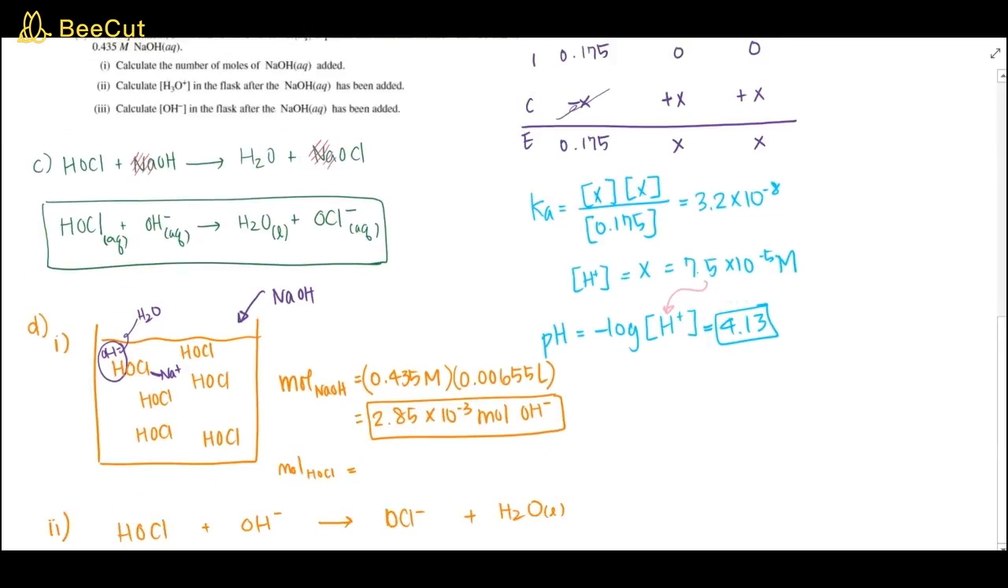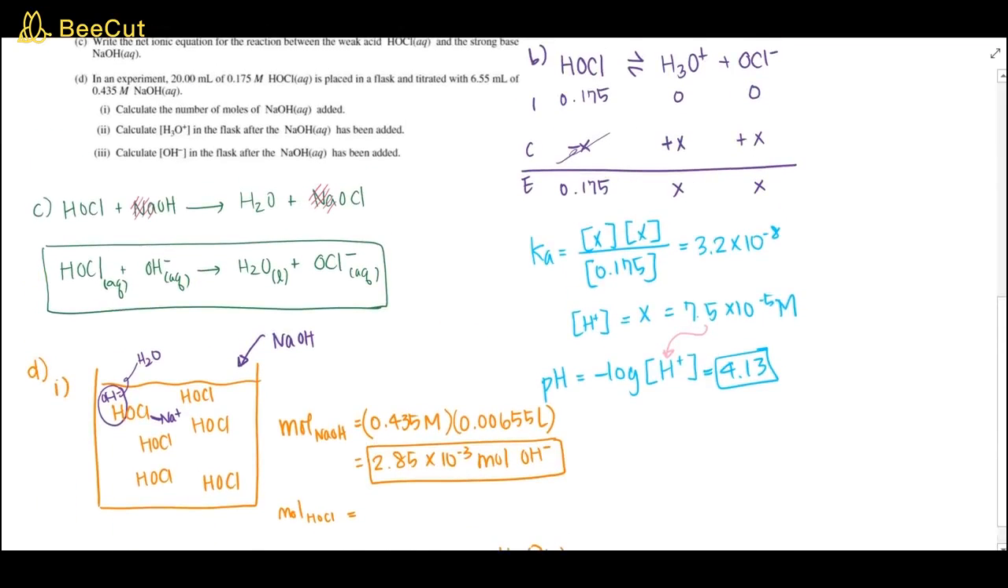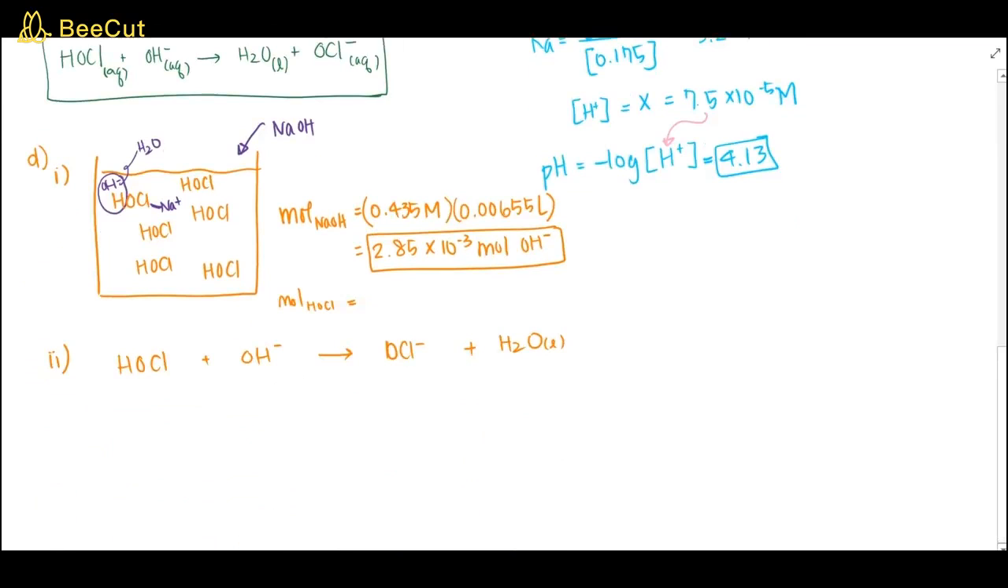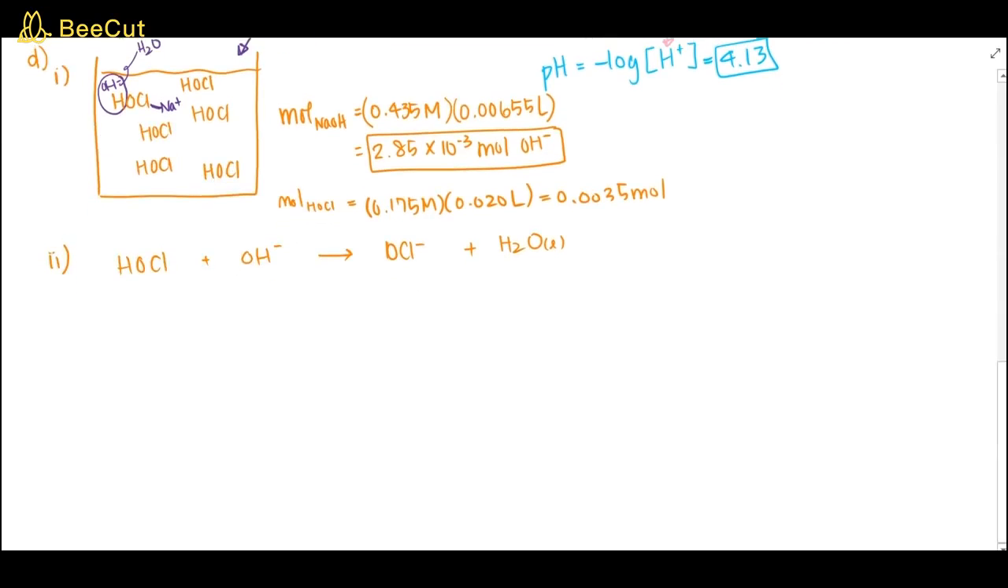If you look, I had 20 milliliters of 0.175 molarity, so it's that, right? And I end up with 0.0035 moles. So that's how many moles of HOCl I have. And I have 0.00285 moles of OH minus.